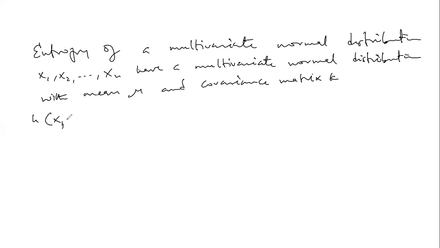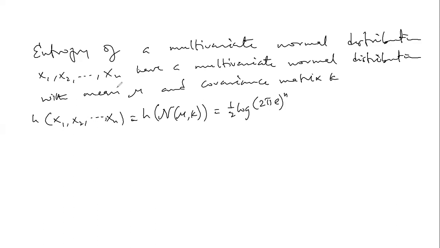Then the joint differential entropy of X1, X2 all the way to Xn will be the same as the entropy of the normal distribution with mean mu and covariance K. And we already know that this will give us 1/2 log (2 pi e) to the power of n, mod K, in bits, because it's multivariate, it's not single, there are many variables, and this has covariance K.